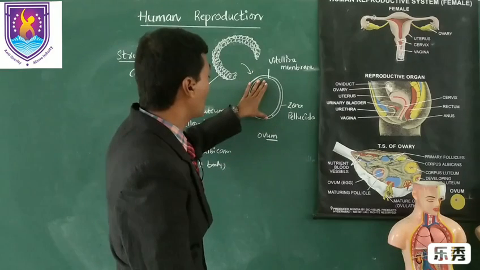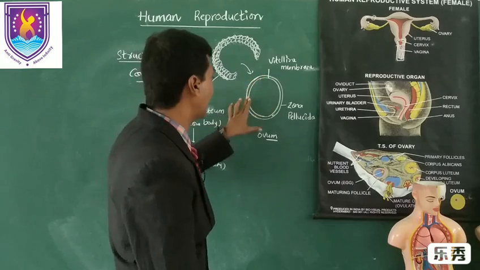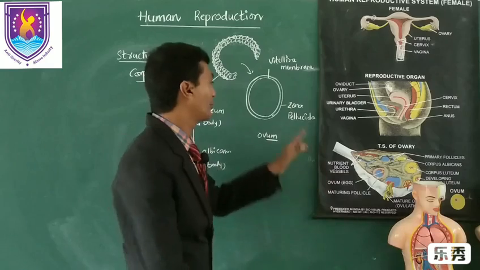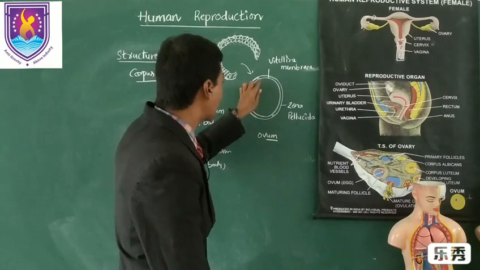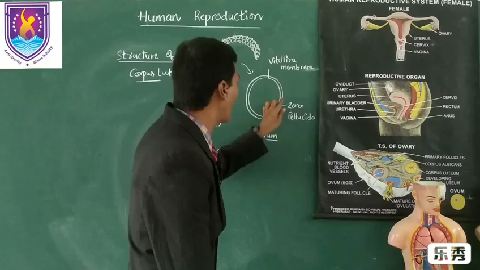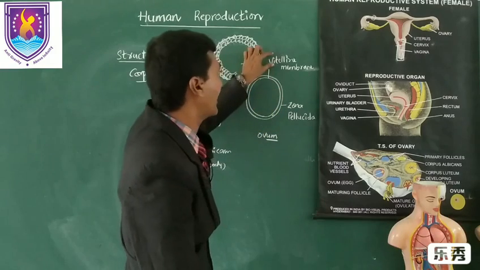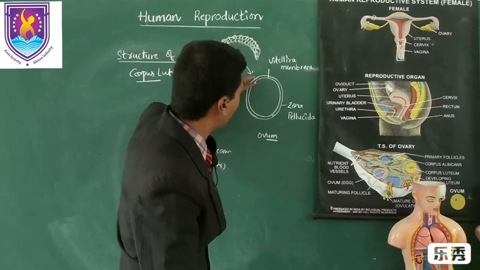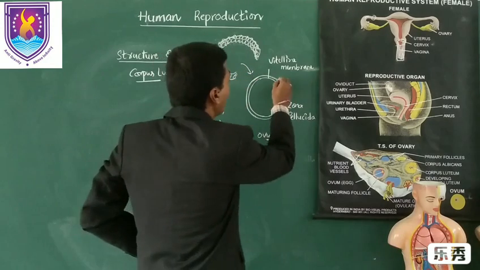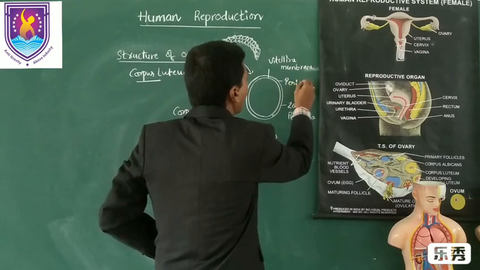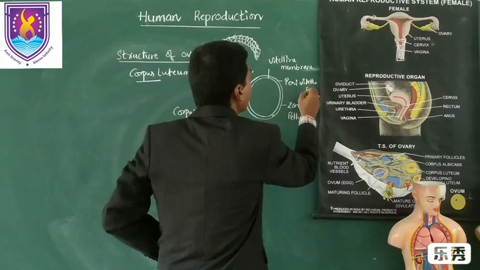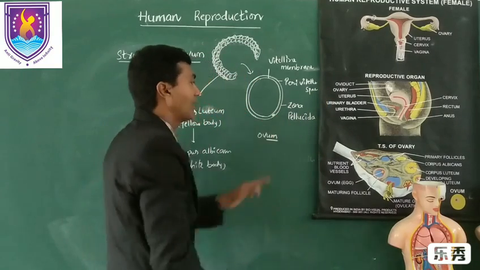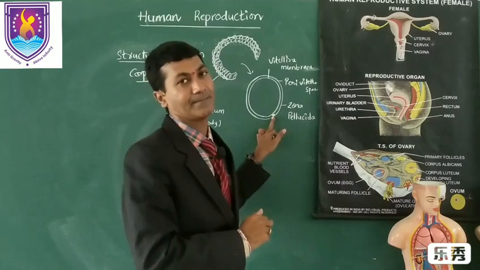So the released secondary oocyte has a layer called the zona pellucida. We have already learned about the zona pellucida. The plasma membrane that covers the ovum or secondary oocyte is called the vitelline membrane. The space between the vitelline membrane and the zona pellucida is known as the perivitelline space. The perivitelline space is the place where the first polar body exists.